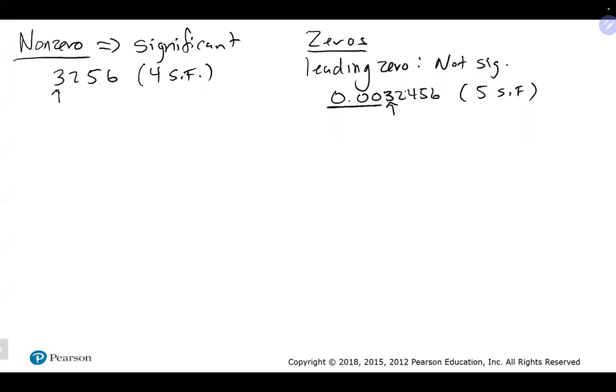The next type of zero that we come across is what is sometimes referred to as a captive zero or a trapped zero. And those guys are significant.